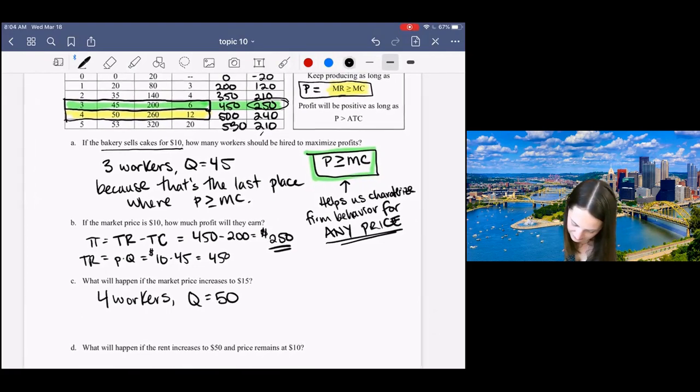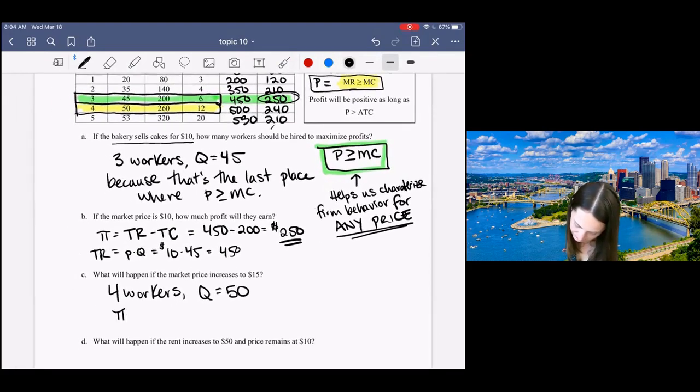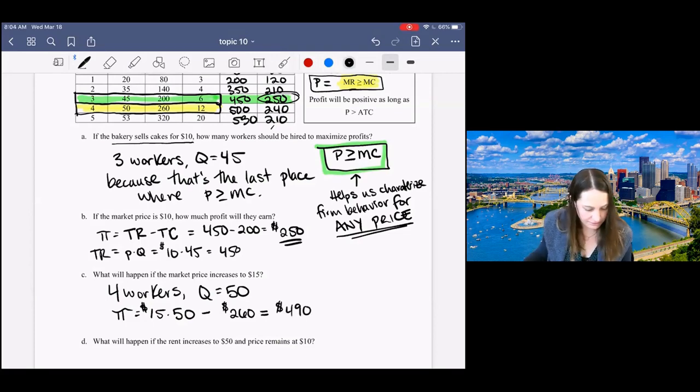And let's go ahead and calculate profit. In this case, profit would be 15 times 50, price times quantity, minus my total cost, which is 260, and that's going to give me a profit of 490.